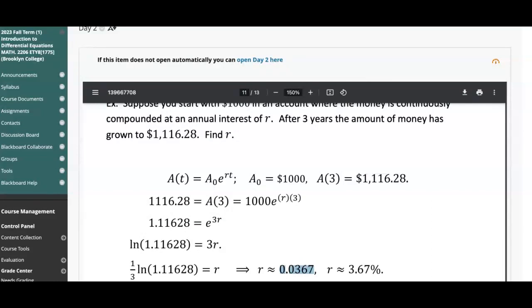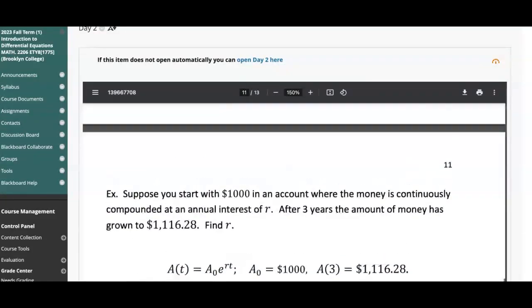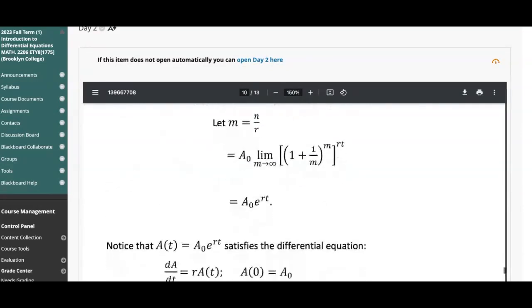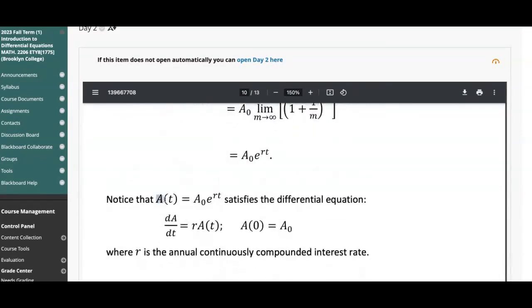Hi, Professor. I have another question from the previous. When we're doing the derivative of A naught e to the power of RT, how does that equal R of A of t again? Okay, let's take the derivative of this in terms of t. In terms of t, we're treating R as a number. So remember, when we take the derivative of e to the RT, that's R e to the RT, right?